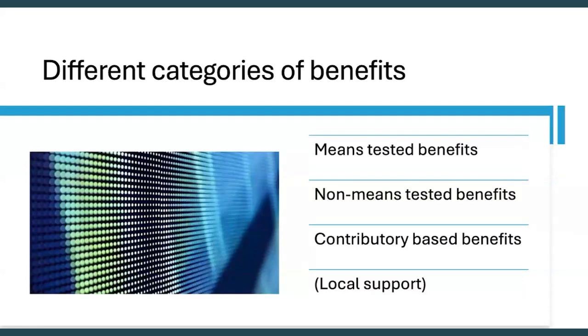We have non-means tested benefits. That would be things like disability living allowance, personal independence payment, those sort of things that are based on, say, a health condition or a disability rather than your means and whether you're working or not. We have contributory based benefits, where entitlement is based on your national insurance records being up to date, or national insurance that you've paid in work. Probably the most famous would be the state retirement pension. And then the last one that we could probably categorize would be local support. That would be things like discretionary housing payments and council tax support that is administered by the local authority.